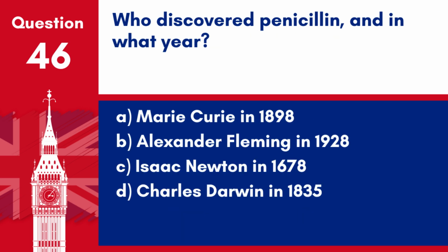Question 46. Who discovered penicillin and in what year? A. Marie Curie in 1898. B. Alexander Fleming in 1928. C. Isaac Newton in 1678. D. Charles Darwin in 1835.